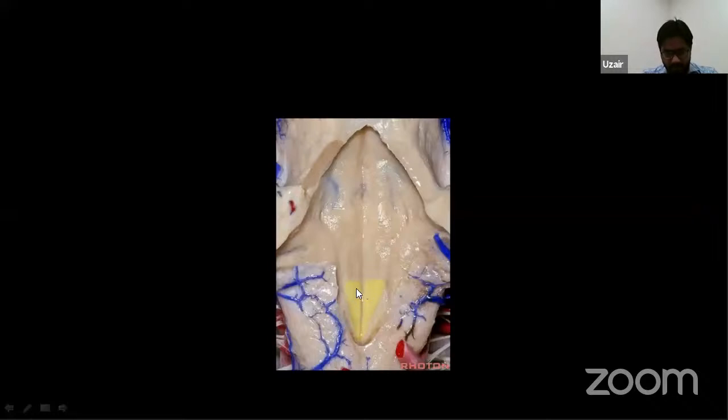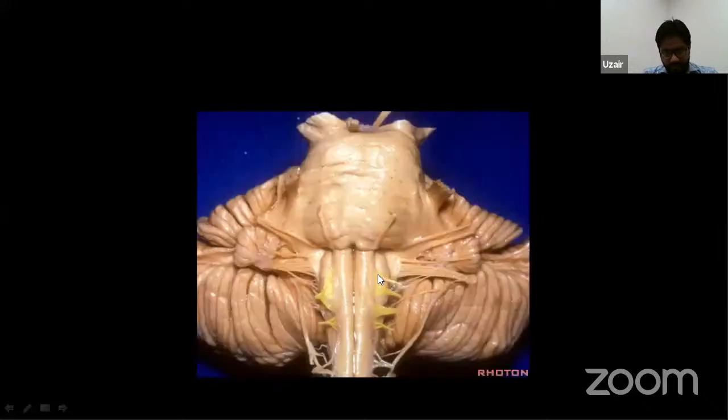This is the hypoglossal region in the floor of the fourth ventricle, and in this part of the brainstem the nuclei of the hypoglossal nerve rest. So the fibers move within the medulla oblongata to exit from the lateral margin. Here we can appreciate the fibers of the hypoglossal nerve arising from the lateral side on both sides.